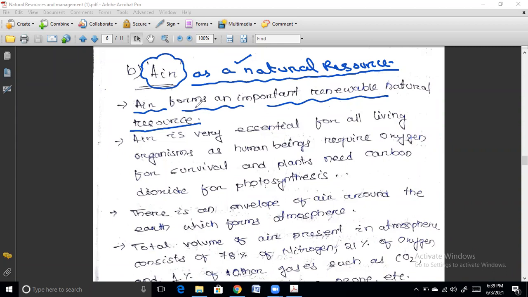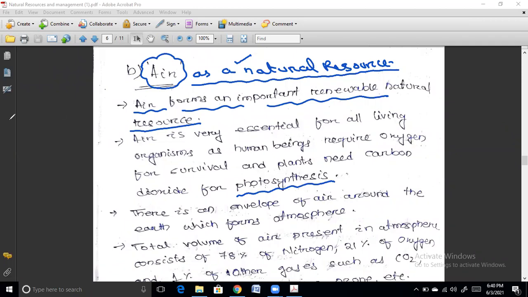And for plants to survive, they need carbon dioxide, which is present in the air in our environment. So carbon dioxide is used by plants in the photosynthesis process, and that gives the energy for the different trophic levels.